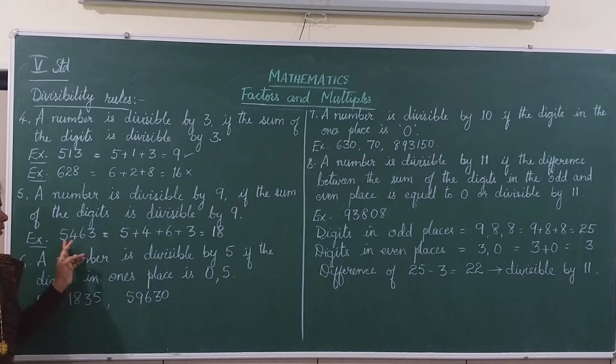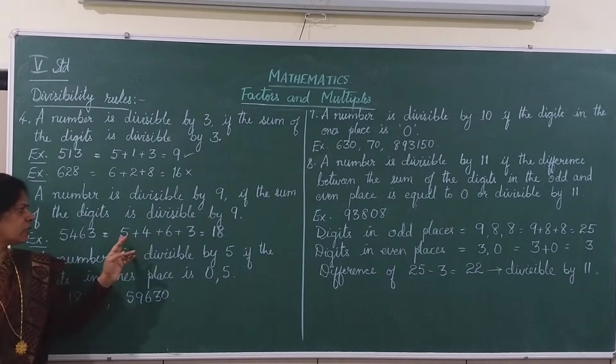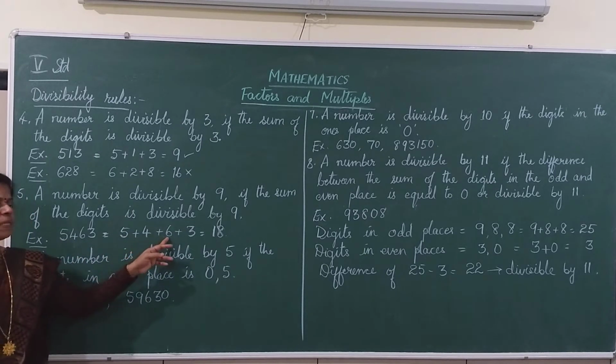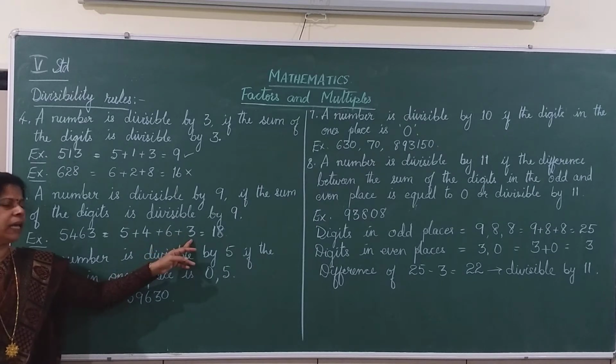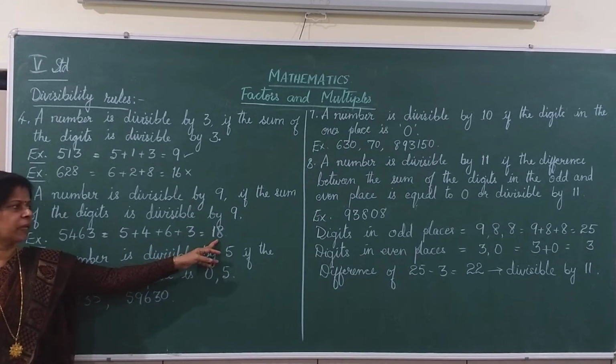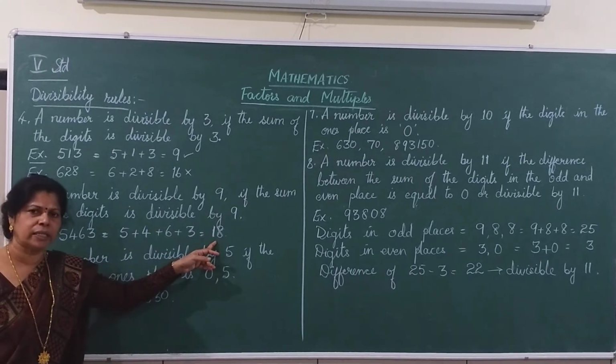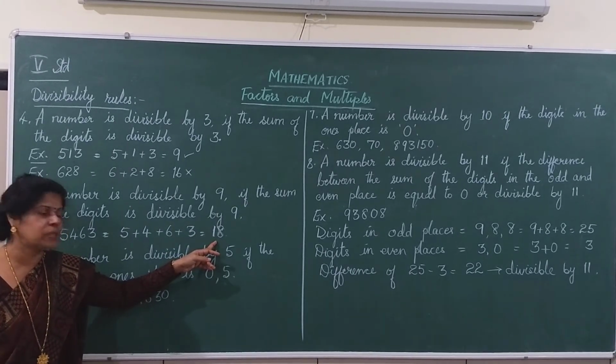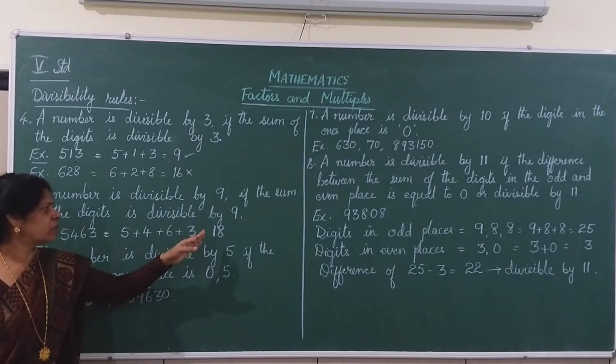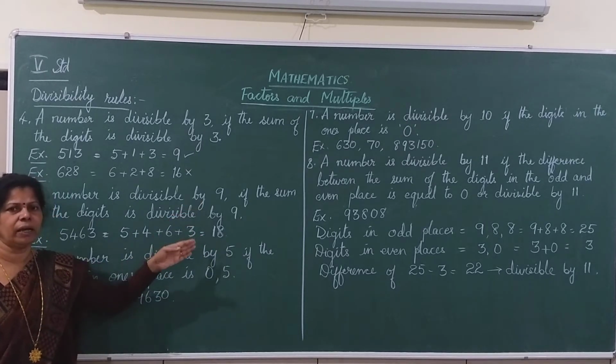You can see now? See the same number here. So 5 plus 4 is 9. 9 plus 6, 15. 15 plus 3, 18. So 18 you got. Now is it divisible by 9? Does 18 come under the 9 table? Yes, isn't it? 9 2s are 18. So then this number is divisible by 9.